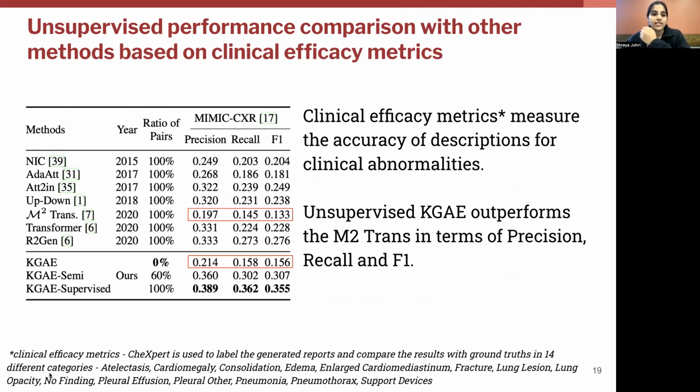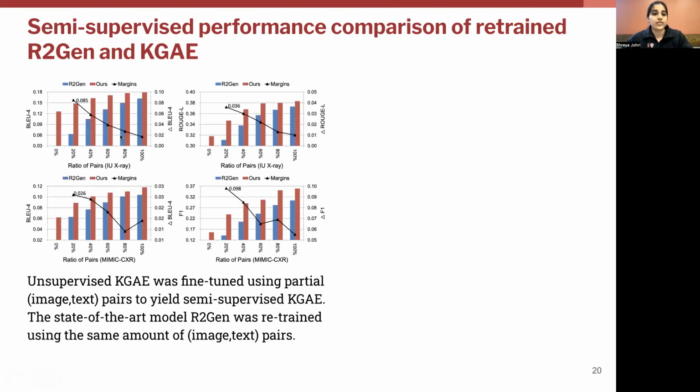When we look at the clinical efficacy for the same models and the proposed model, we see that again it performs better than the M2 Transformer, but it's not able to perform better than the other models. Just to define the clinical efficacy method they used, they took CheXpert to label the generated reports, to label which of the abnormalities are present in the report. These had 14 different categories in CheXpert. Then they compared to see if the report you generate also has that or not. That's the clinical efficacy that they try to use.